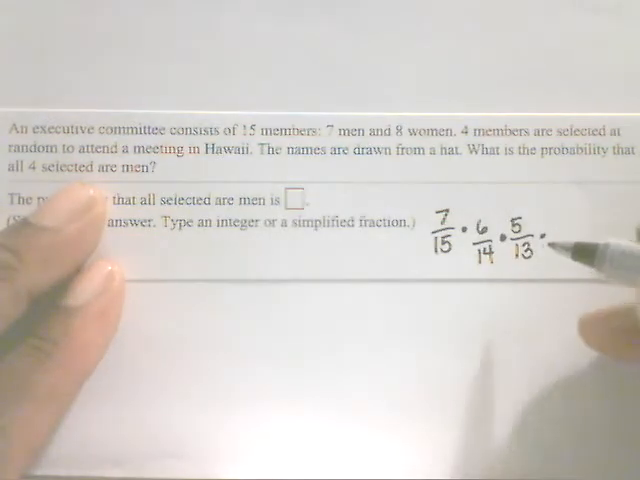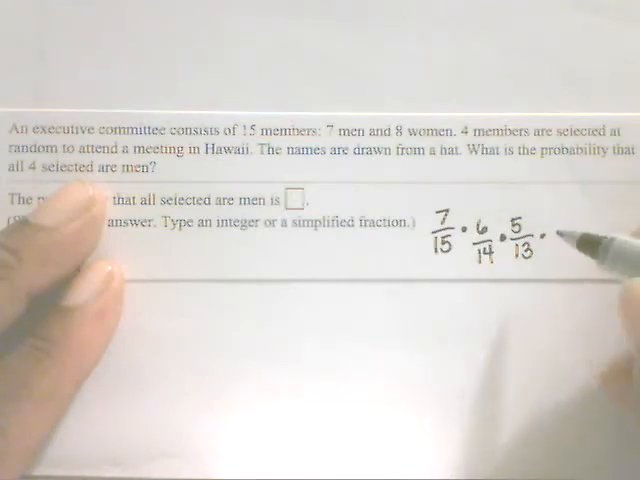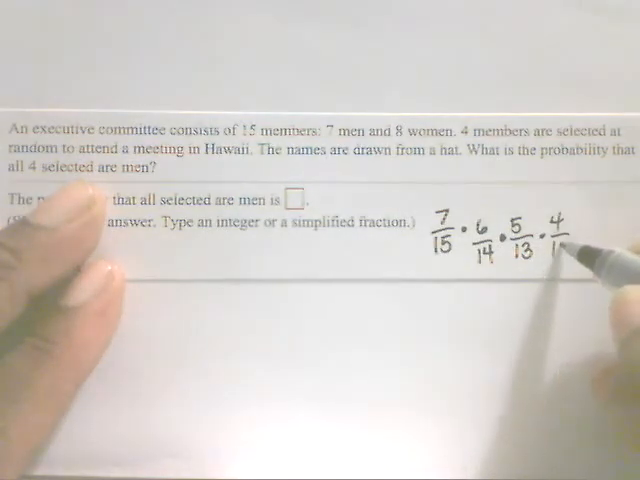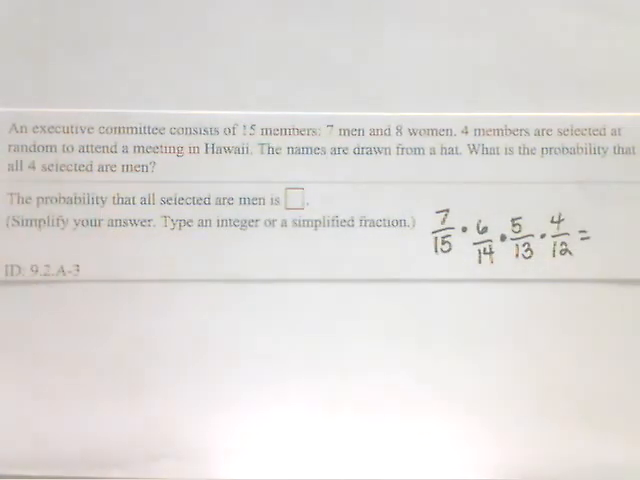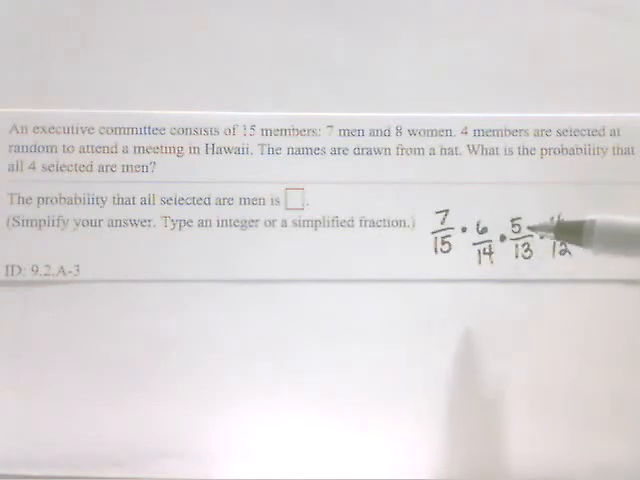And then the fourth male, this time there are going to be 4 left out of 12. So it's 4/12. Okay. So this represents the probability of picking the first male. This one, the probability for picking the second male. This one, the probability of selecting the third. And this one, the probability of selecting the fourth male.